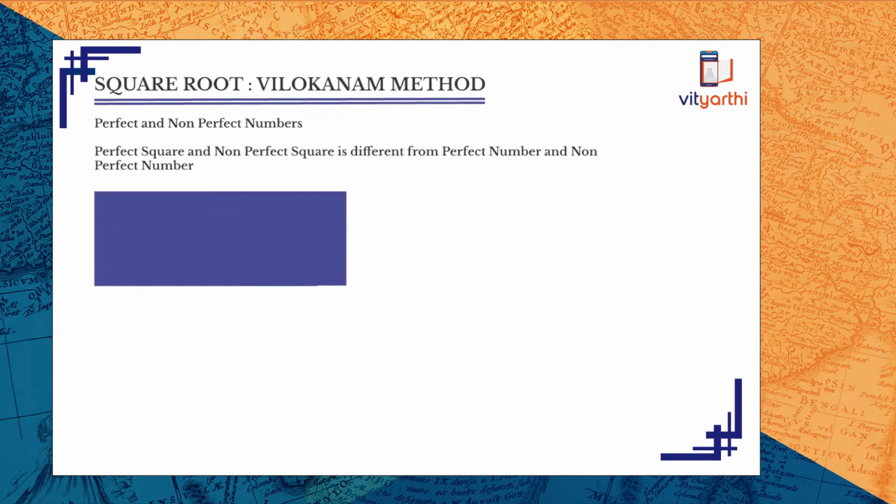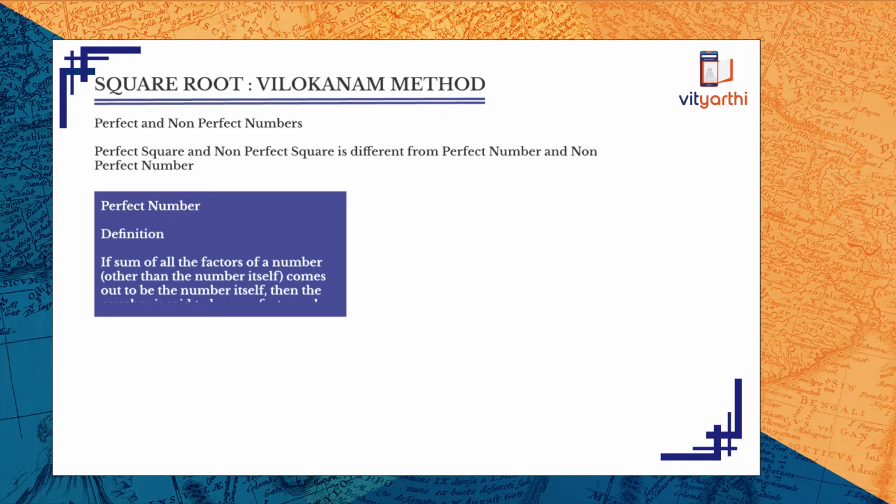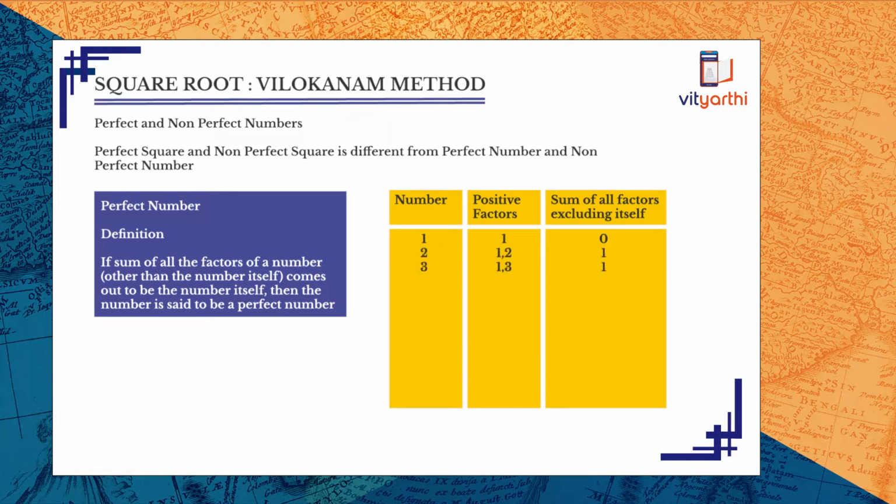What is perfect number? If sum of all the factors of a number other than the number itself comes out to be the number itself, then the number is said to be a perfect number. Let's understand this by using the table. In this table, we have numbers up to 12. In the second column, we have positive factors. In the third column, we have sum of all factors excluding itself.